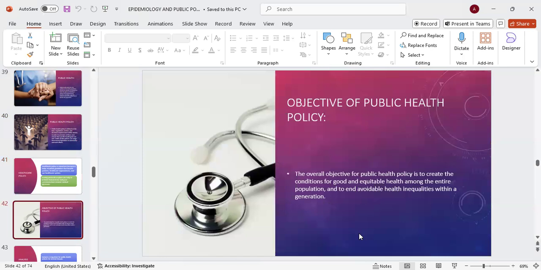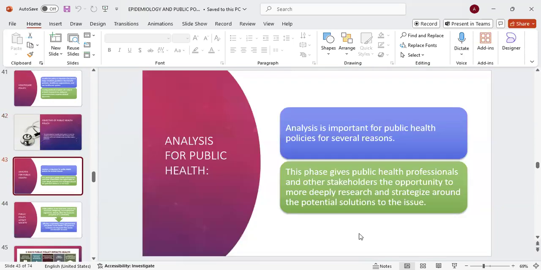Objective of public health policy. The overall objective for public health policy is to create the conditions for good and equitable health among the entire population and to end avoidable health inequalities within a generation.